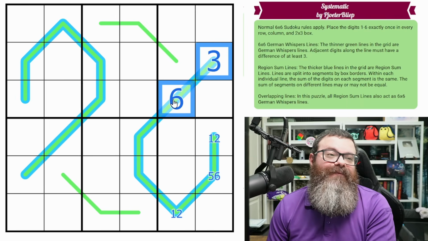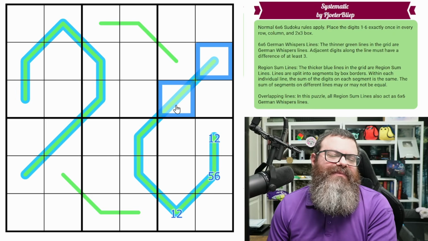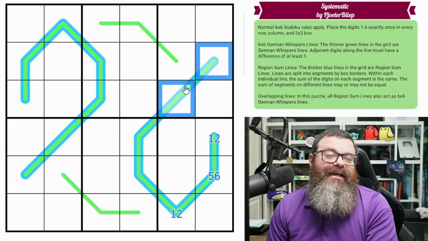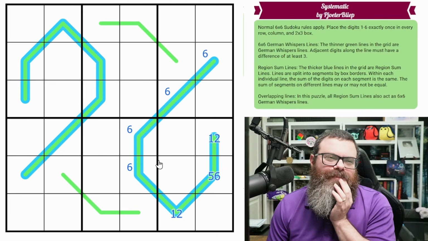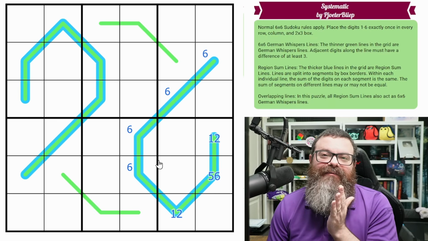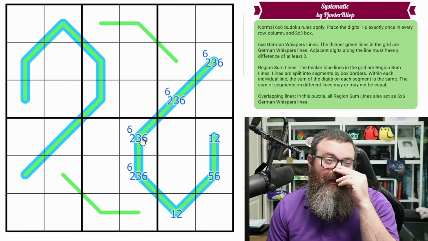3, 6 is going to force 9. In fact, that's the only way we're going to do 9. To do 8, the only way is 2, 6. So actually, we must have a 6 here and a 6 here. Pretty sure that's all accurate. Because once we start doing 5, 2, 5 is the biggest we can do. And 2, 5 only adds to 7. So this is 2, 3, 6, and this is 2, 3, 6.